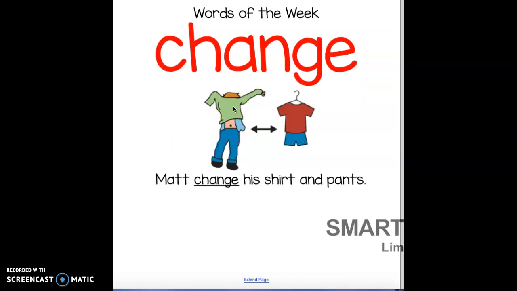Next word, change. Fingers up, change. C-H-A-N-G-E, change. Again, change. C-H-A-N-G-E, change. Eyes closed, change. C-H-A-N-G-E, change. Matt changed his shirt and pants.